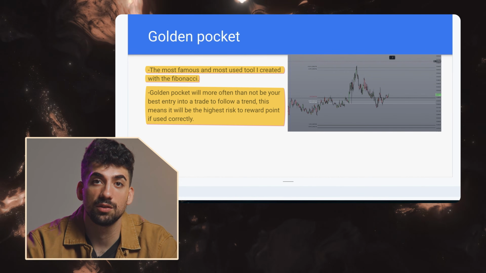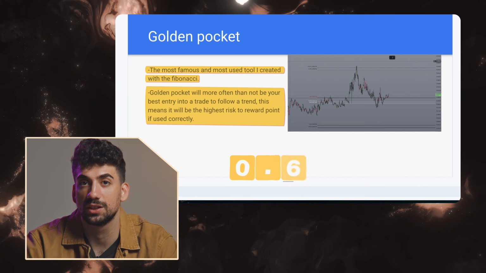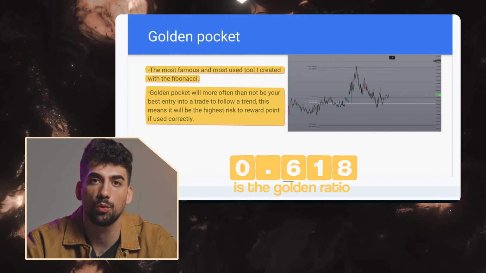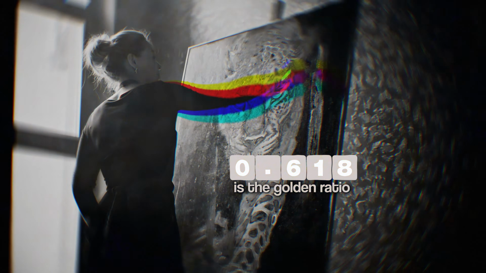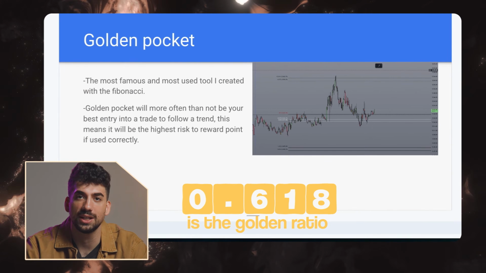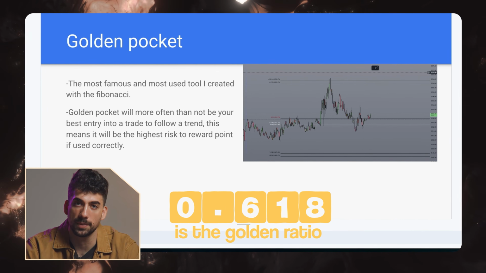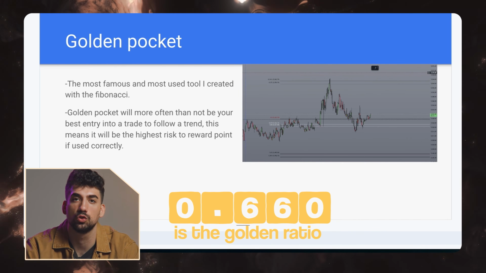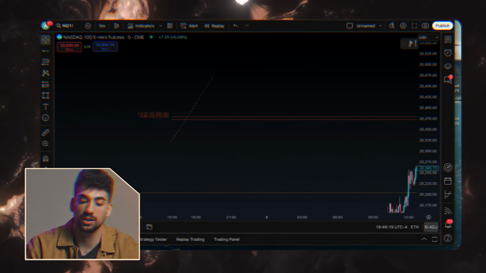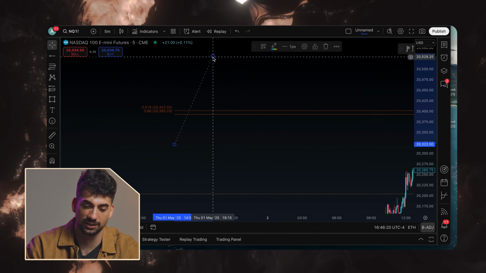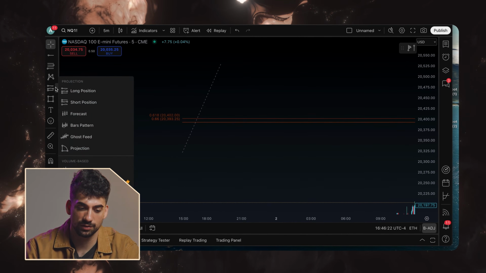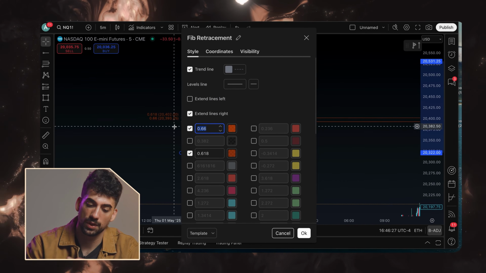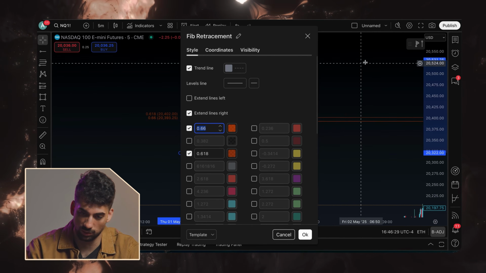The golden pocket comes from the 0.618. The 0.618 is the golden ratio that we've seen all through our life, in nature, paintings, through history. 0.618 has always been an important number. Then I personally added the 0.66. That's what makes the pocket two key levels. So for the golden pocket, if you're going to go to your Fibonacci settings, which is going to be on your left, you're going to open them, go to your settings, and you're going to use these two, 0.6 and 0.618.